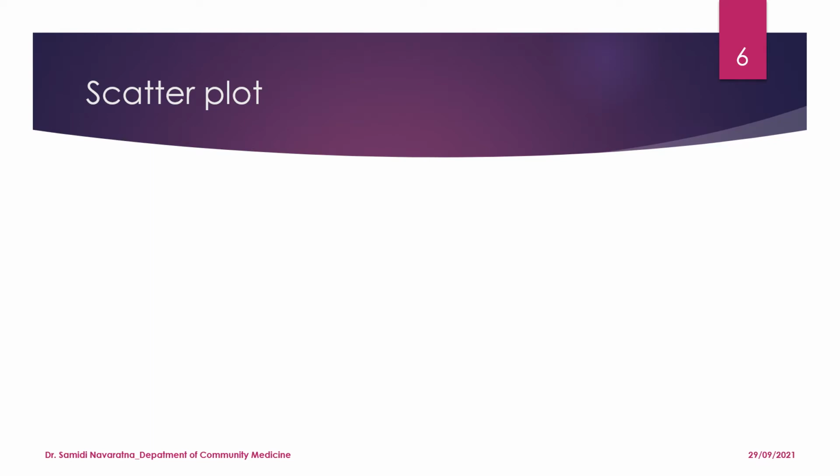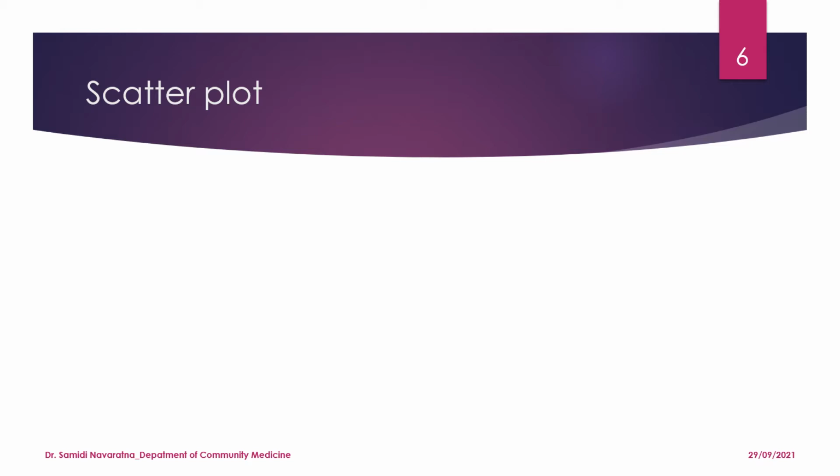Moving on to the scatter plot. The scatter plot helps to determine the nature of the relationship between two continuous variables. The initial judgment of a relationship between two continuous variables must always be sought using a scatter plot before you construct the correlation coefficient or the regression line for those two variables.